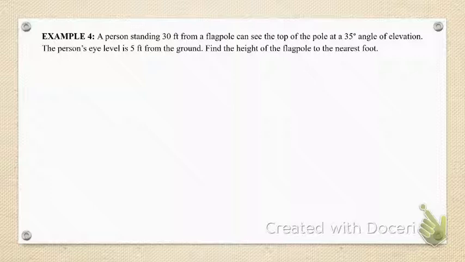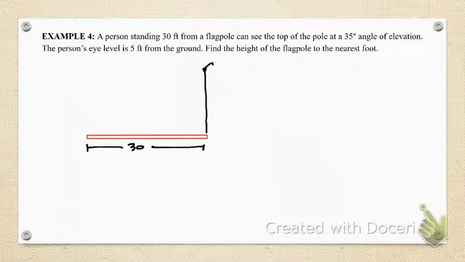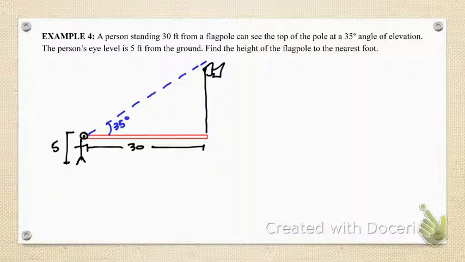A person is standing 30 feet from a flagpole. Let's draw a diagram. Okay, so this is 30 feet from the flagpole. Here's the flagpole. And they're looking up to the top of the flagpole at a 35-degree angle of elevation. The person's eye level is 5 feet from the ground. Now what this means is that this is the person's eyeball. So there's an extra 5 feet right here that I'm not accounting for. That's a part of the flagpole.